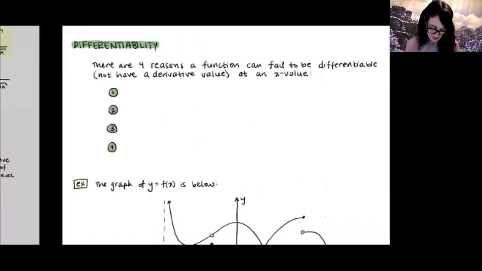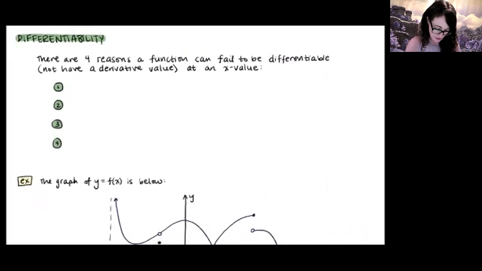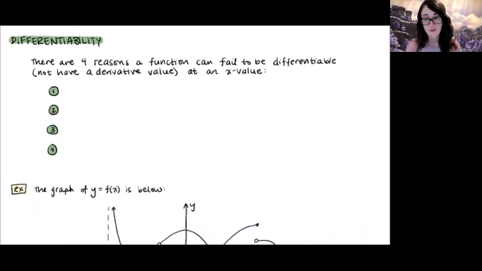So this is a term, again, called differentiable or differentiability. It's a really long word, differentiability. This means that a function has a derivative value or has a tangent line. And there are 4 main reasons that a function can fail to be differentiable at a particular x value. The first reason could be if there is a discontinuity.